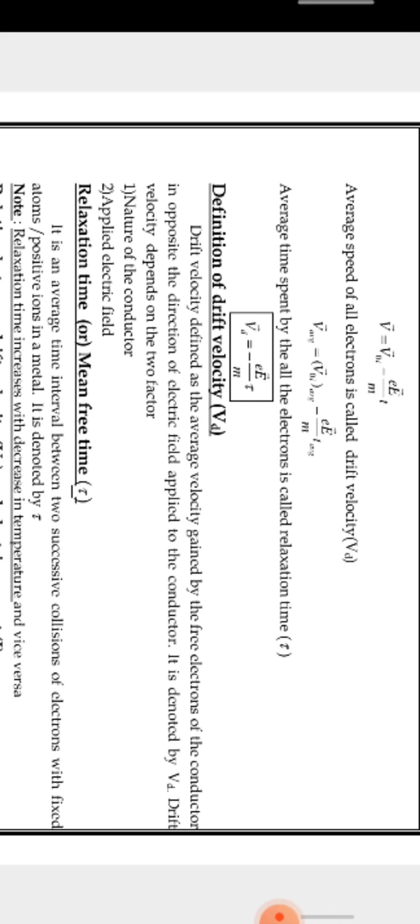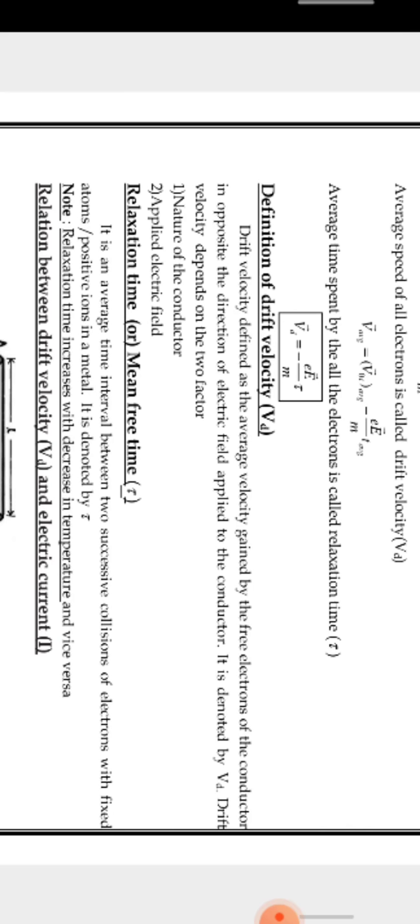In the first equation, we got the average speed for all electrons: v average equals initial velocity average minus eE/m times tau. The initial velocity is 0, because initially all electrons are in random motion. After removing this, drift velocity Vd equals minus eE by m, times tau. That tau is called relaxation time.